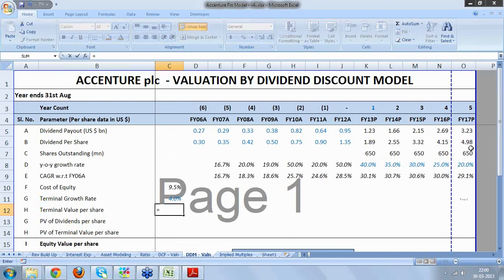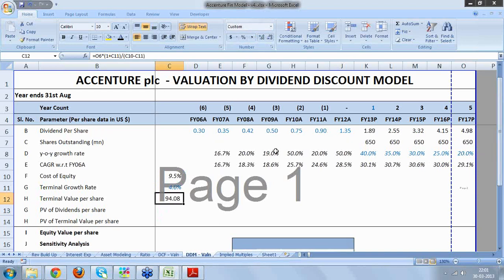So this is equal to terminal value dividend per share multiplied by within bracket 1 plus growth rate, divided by within bracket cost of equity minus G, enter. So the terminal value is turning out to be very high. This is the terminal value here. So this is correct. Now I need to calculate the present value of dividend per share.